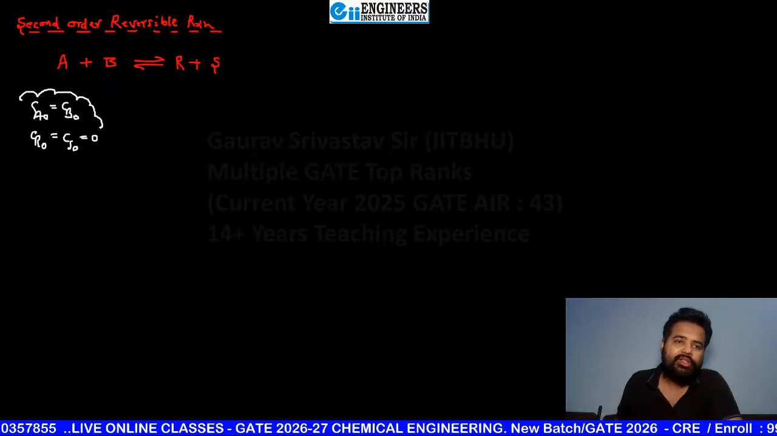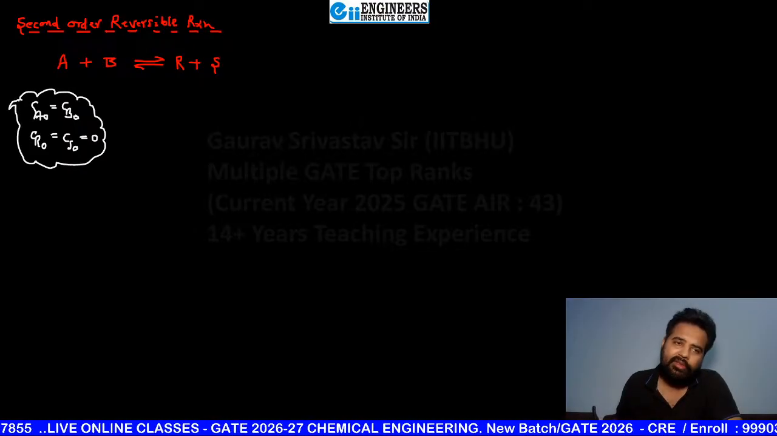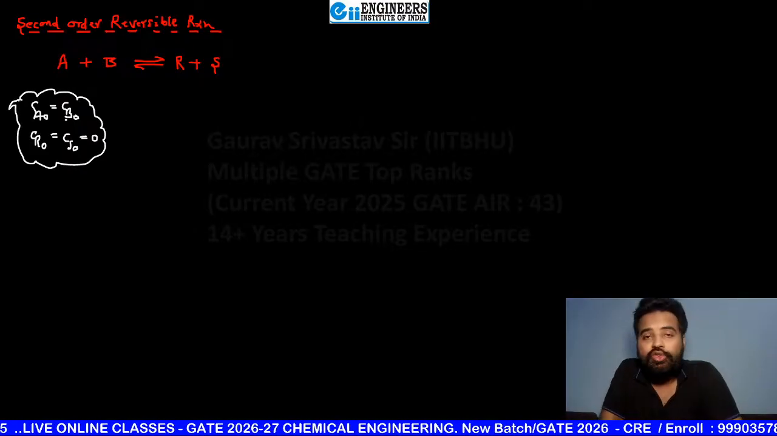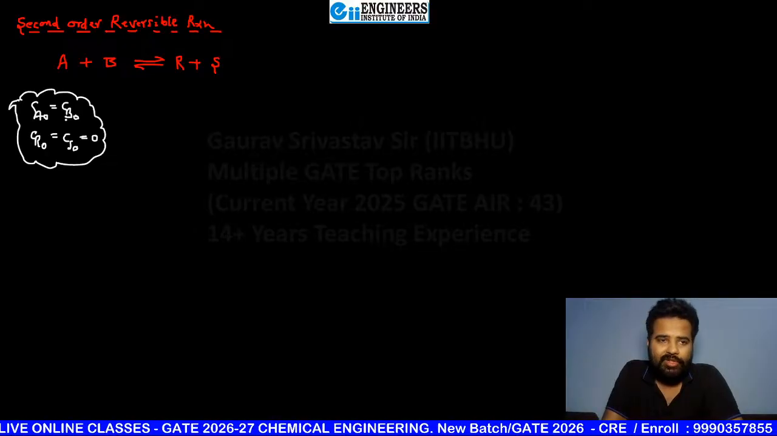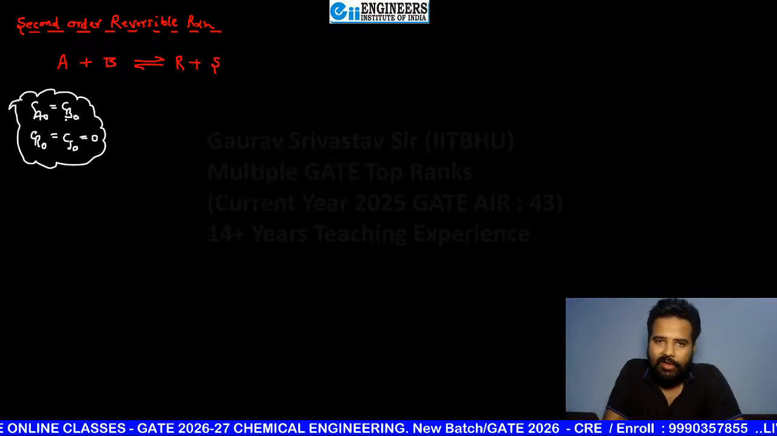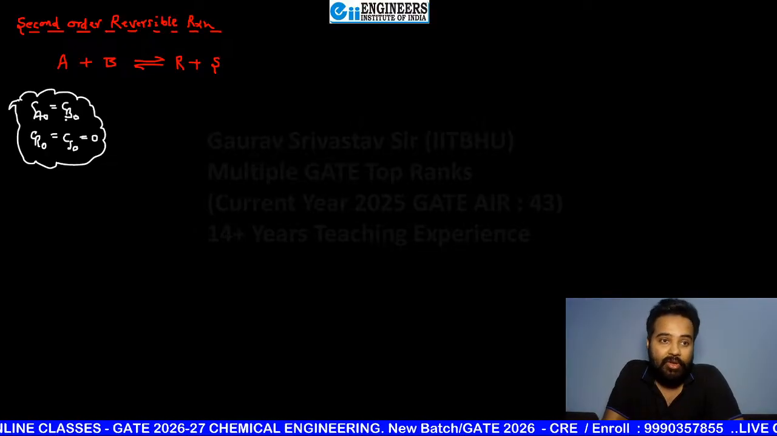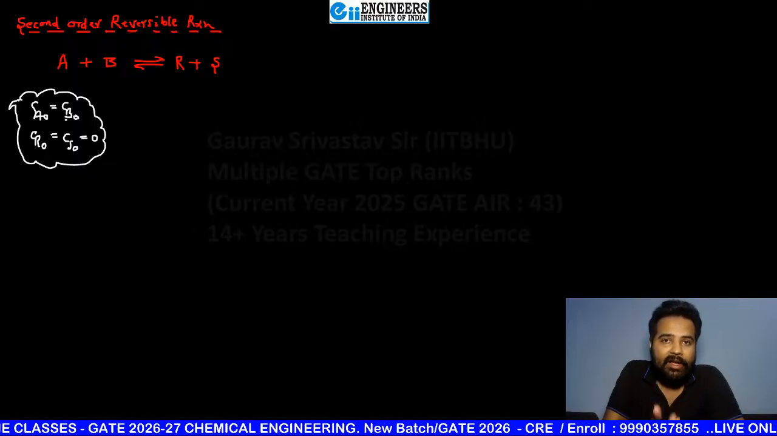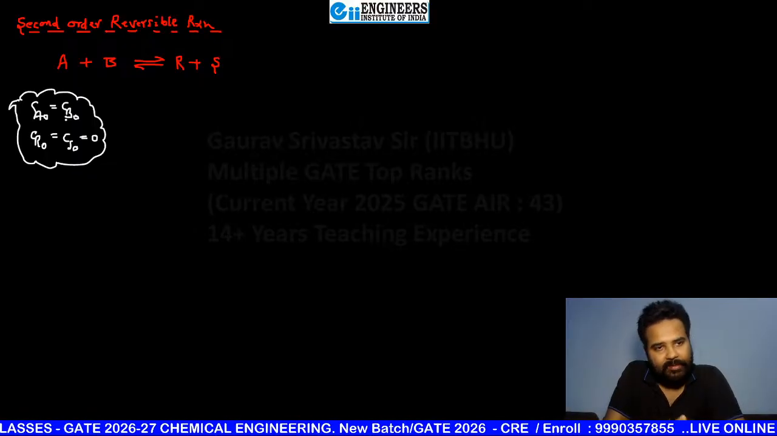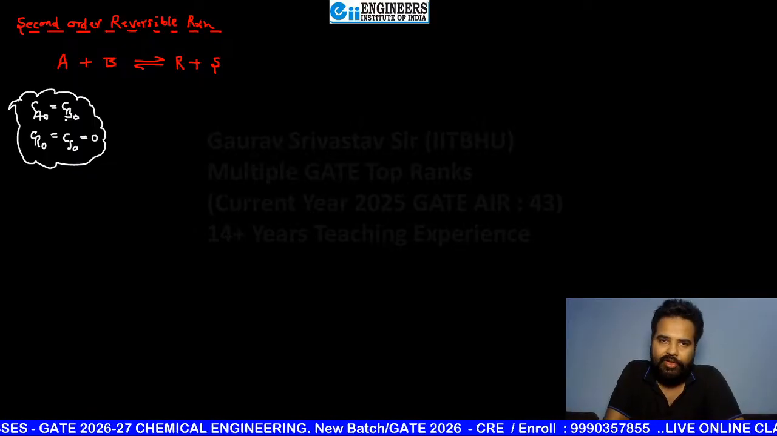So in your examination, if they are going to ask, they will ask this case, because if CA naught is not equal to CB naught, it is not possible to solve just analytically and very easily. It will be very very complex. Okay, so only one case can be asked in your examination, the case written by me, CA naught is equal to CB naught.